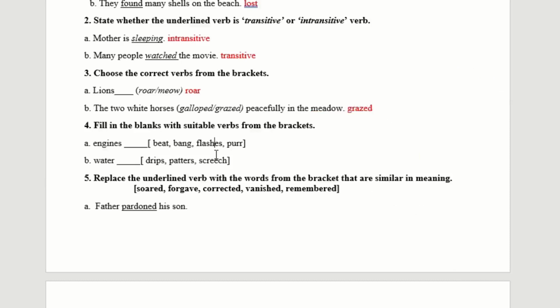Now let's see the fourth one. Fill in the blanks with suitable verbs from the brackets. Engines, beach, bang, flashes or purr. Which is a suitable word for the engine? Which is the most suitable verb for the word engines? Engines purr. So the answer is purr.